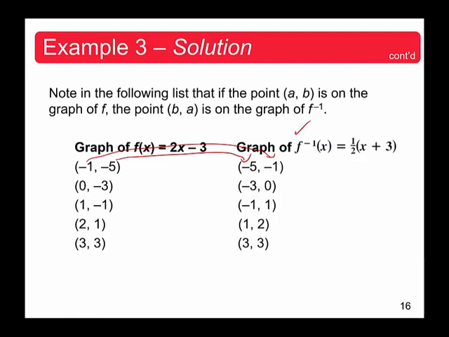You can do the same thing. In order to generate the ordered pair for the inverse function, you have the ordered pair for the original function, and then just switch x and y, and you get an ordered pair for the inverse function. All right, that's how you sketch the graph with the inverse properties.